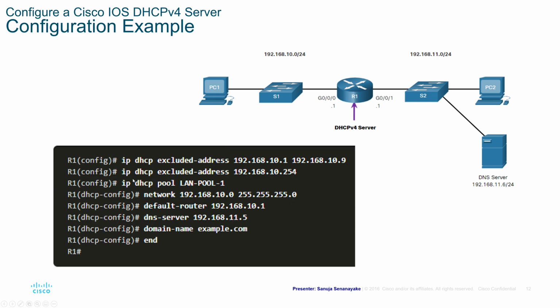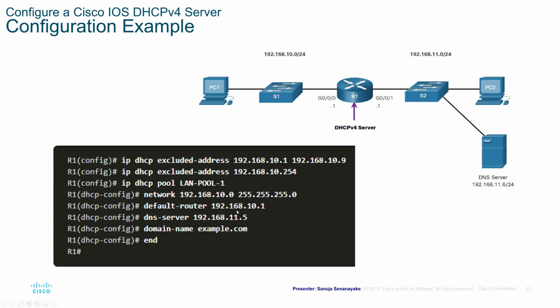And we have another excluded IP address here, 192.168.10.254. Maybe it's used for management, maybe it's for something else, but it has that. And then we have the IP DHCP pool name, and we name it LAN-pool-1 because we will be configuring that pool, basically this side of the network. And we're going to give the network 192.168.10.0, with the subnet mask of 255.255.255.0, which is basically saying this is the network we'll be using.